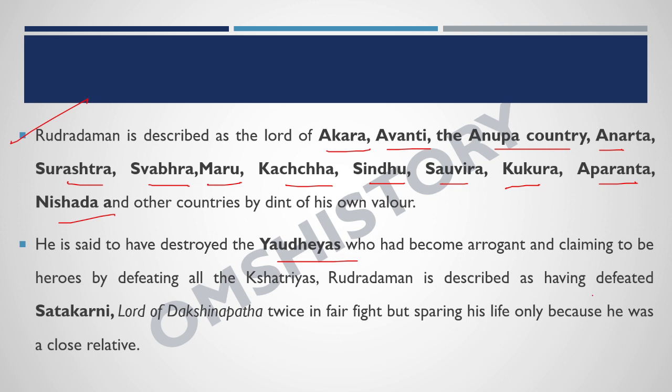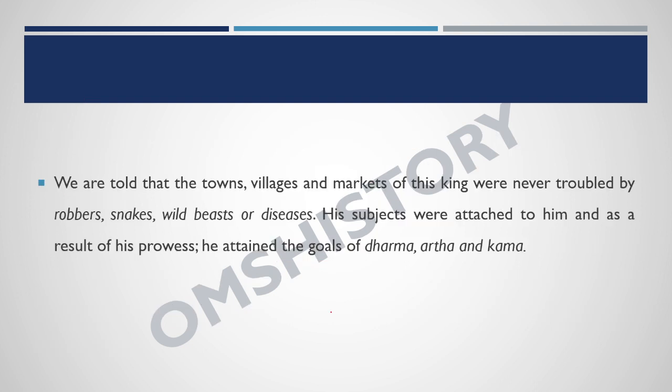Rudraman is also described as having defeated Satkarni, the lord of Dakshinapath. He defeated Satkarni twice in a fair fight, but spared his life only because he was a close relative. This inscription further says that the towns, villages and markets of this king were never troubled by robbers, snakes, wild beasts or diseases, and his subjects were attached to him. As a result of his prowess, he attained the goals of dharma, artha and kama. Okay, so because of his conduct he attained this goal of dharma, artha and kama.